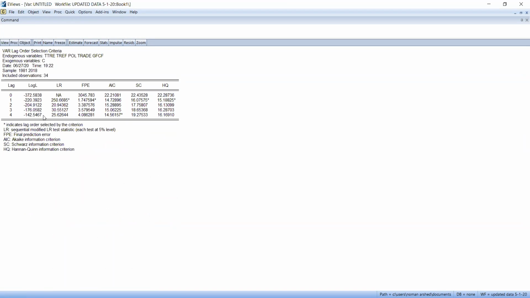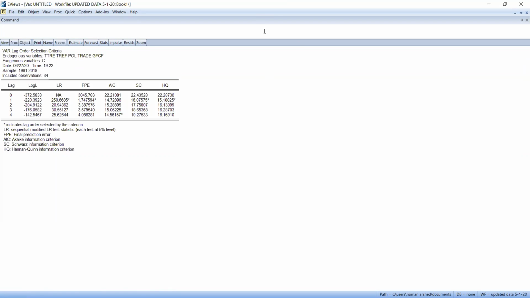And it uses 5 methods: log likelihood, likelihood ratio, final prediction error, Akaike criteria, Schwarz criteria, and Hannan-Quinn criteria. So it has placed stars where the value is minimum. For log likelihood it's the highest value, and for the others the minimum one. So star is there, star is there, star is there. So out of 5 stars, 4 are at lag 1. So it means we will select lag order 1. So it is the optimal lag. So this way you can do the lag length criteria.